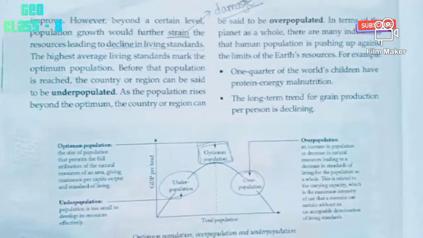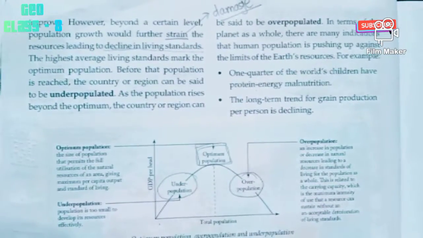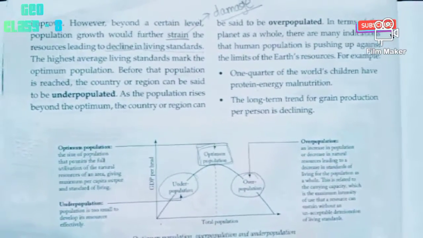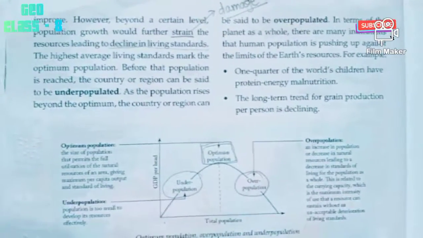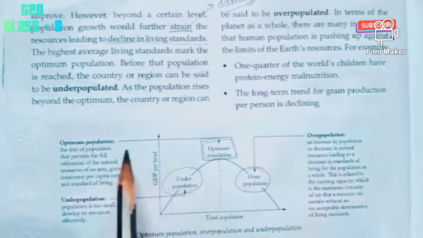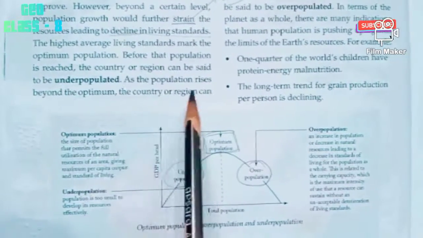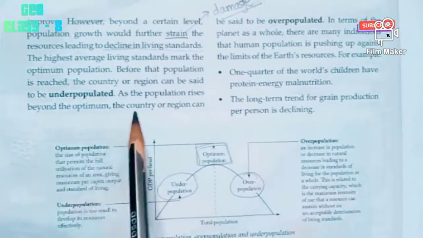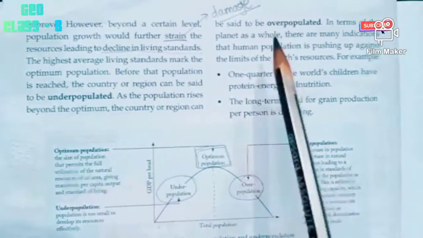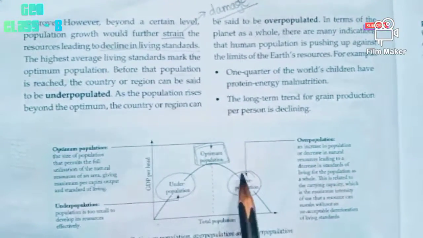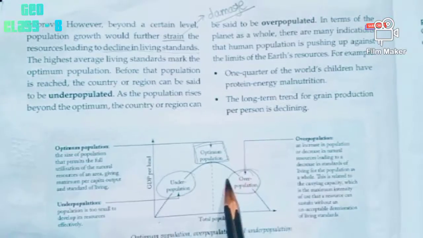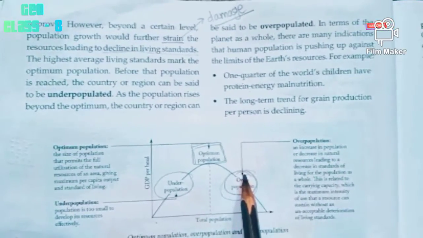The level should not be crossed. And if it is crossed, then we'll have some other defects. And if it is not maintained, then too there are some other defects. As the population rises beyond the optimum, the country or the region can be said to be overpopulated. Here you can see in the diagram. Once it crosses the optimum, then it becomes overpopulation.